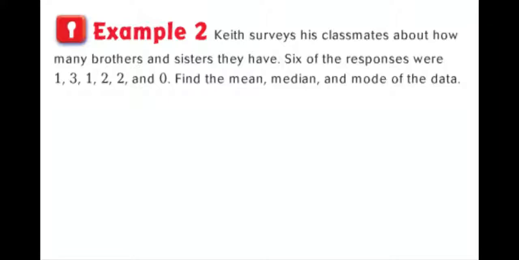Here comes our second example. It's about Keith. Keith surveys his classmates about how many brothers and sisters they have. 6 of the responses were 1, 3, 1, 2, 2, and 0. We're going to find the mean here. So why don't you do what you think you have to do first? Do it right now.